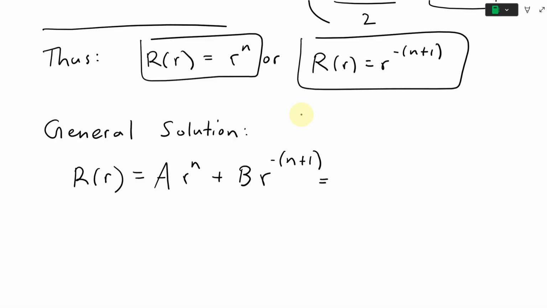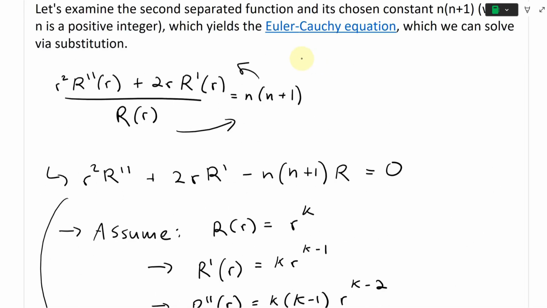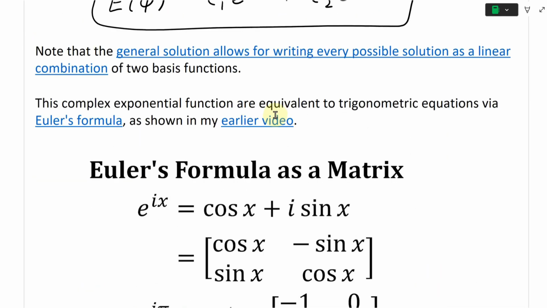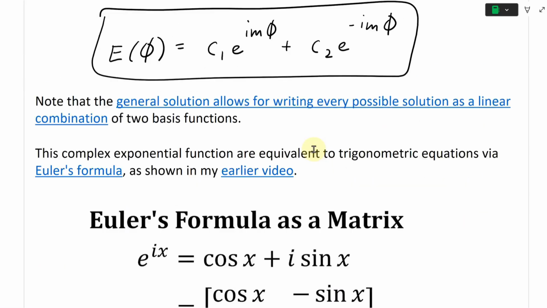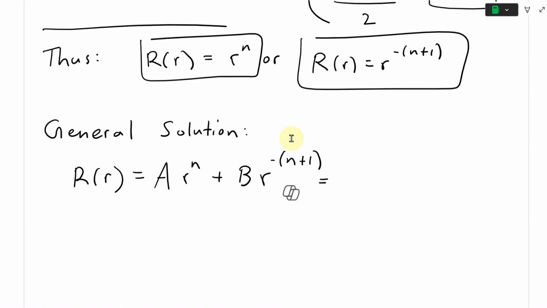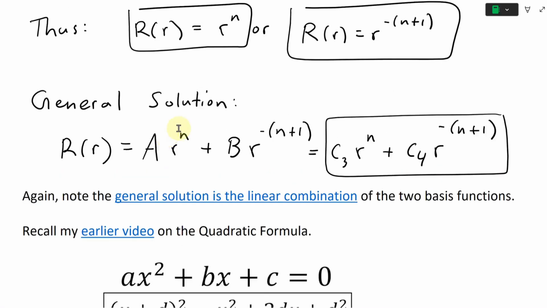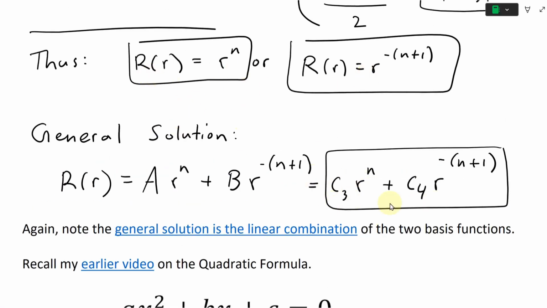Also, to match up with our setup, because we had constants C1 and C2 up here, we'll just put C3 and C4 instead. Those are just constants. So C3 r to the n plus C4 r to the negative n plus 1. That is our solution. And again, note that the general solution is a linear combination of the two basis functions, these two right there, with different constants and so on.